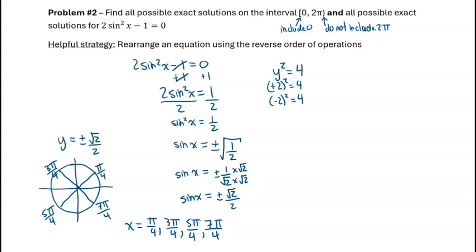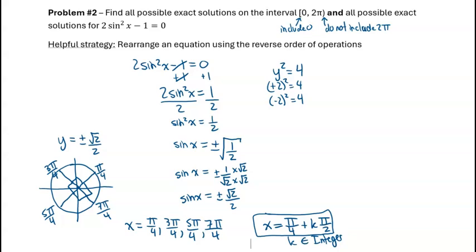Now the other part of the question says all possible exact solutions. For that, we want to write a general equation where we're going to say it's equal to pi over 4, and then all these angles are 90 degrees to each other, or pi over 2 away from each other. And so we write this as k, the integer k, times pi over 2, where k is an integer. That's the key, is that it's an integer, so it could be positive 1, negative 1, positive 2, negative 2, 0, any of that. And it would give you one of those angles that's shown on that diagram.